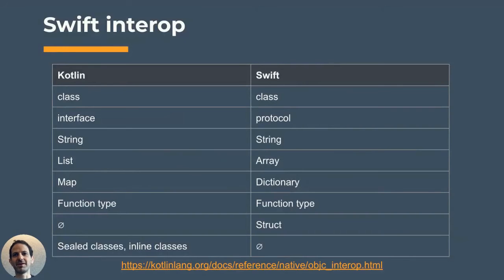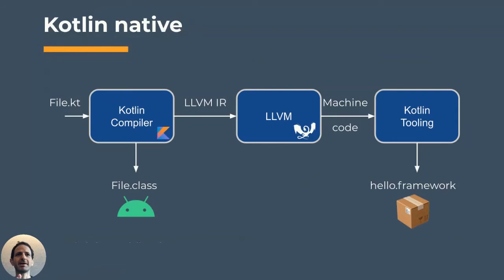So Swift has value types, for example, and Kotlin does not. So you will not be able to do that in Kotlin. Kotlin has sealed classes, which do not map really well to Swift types. So this is not possible. If I take back my diagram, and I call the Kotlin compiler that generates my LLVM intermediate representation, and then that goes through LLVM, and that produces some machine code. If I want to use it in the end, I need something to import in Xcode.